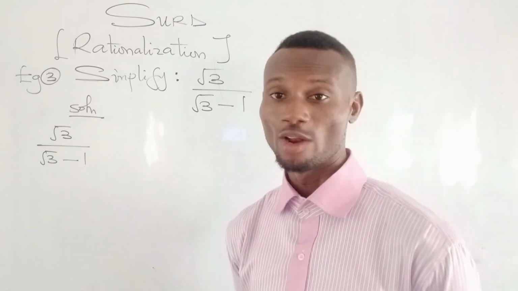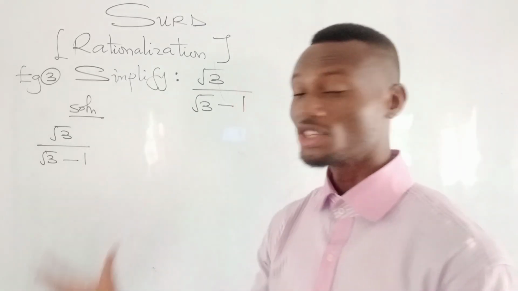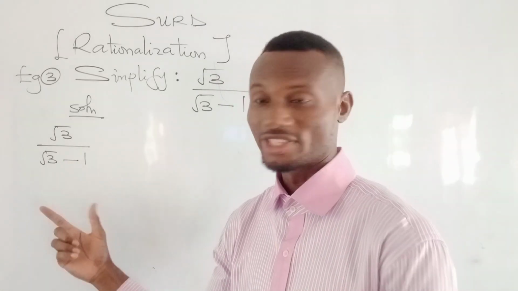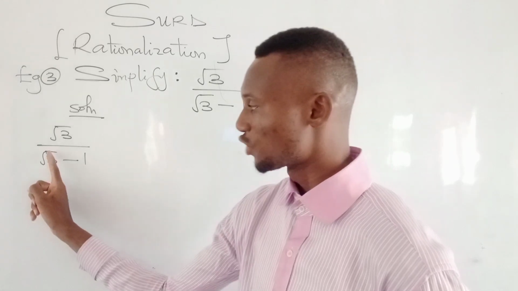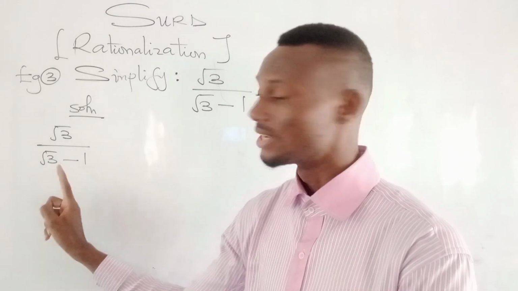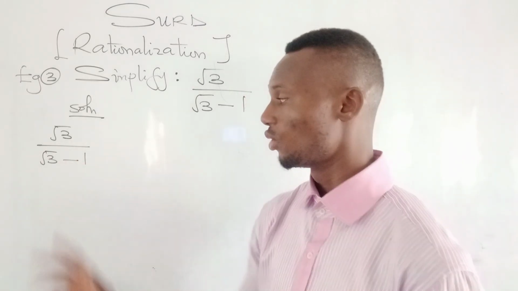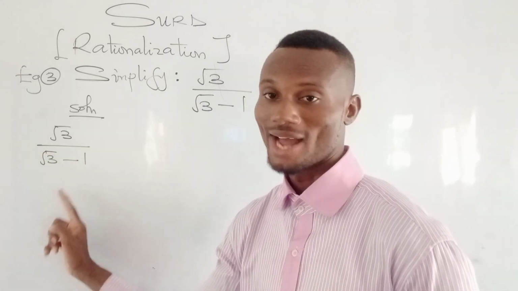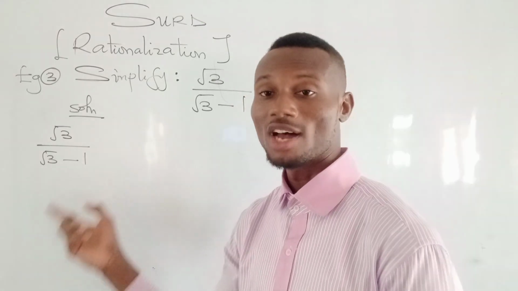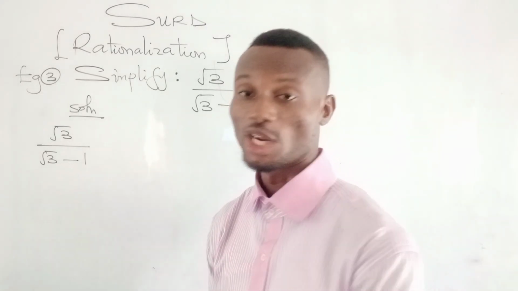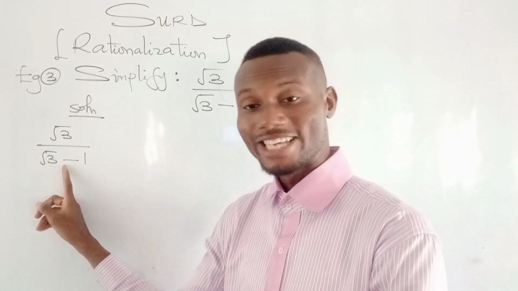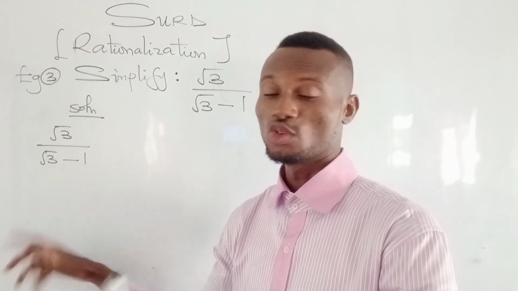I've explained this a lot in the previous videos. The conjugate simply means that you change the sign in between to the opposite whilst you repeat the same thing. So you repeat the root 3, then we change this sign to the opposite, which is positive, then we bring our 1 as well. So the conjugate of root 3 minus 1 is root 3 plus 1. If the sign here was positive, we would have changed it to negative. That is the conjugate of it.